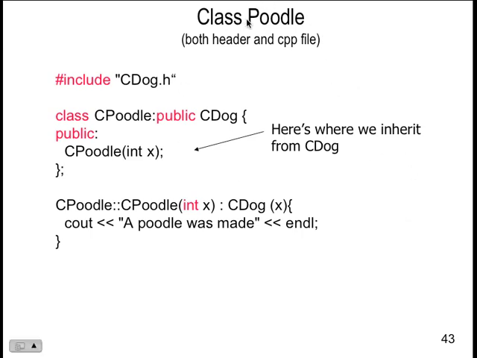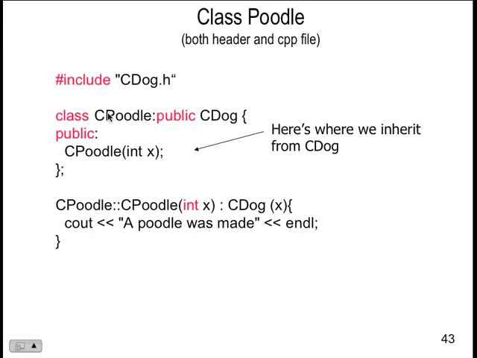So here's our class poodle, both header and C++ file together. So we have a CDog. We're including, this is kind of different from Java, actually. We don't have to include the C++ file, we just include the .h file, which is our header.